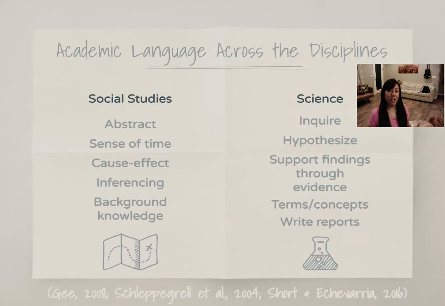And in science, students need to make inquiries and explore or develop hypotheses. They need to organize messages and explain perspectives. For example, they need to explain concepts and support their findings through evidence. They also need to understand technical terms and concepts and be able to write reports. So these two disciplines require students to develop different sets of language abilities. And mathematics and language arts also have their unique abilities.